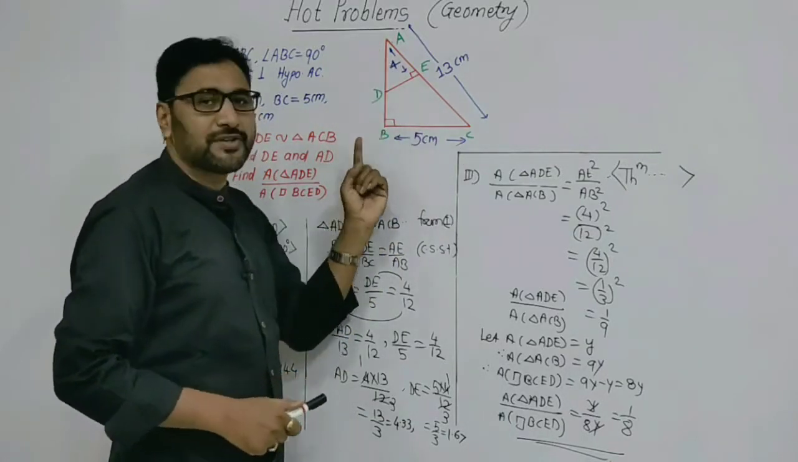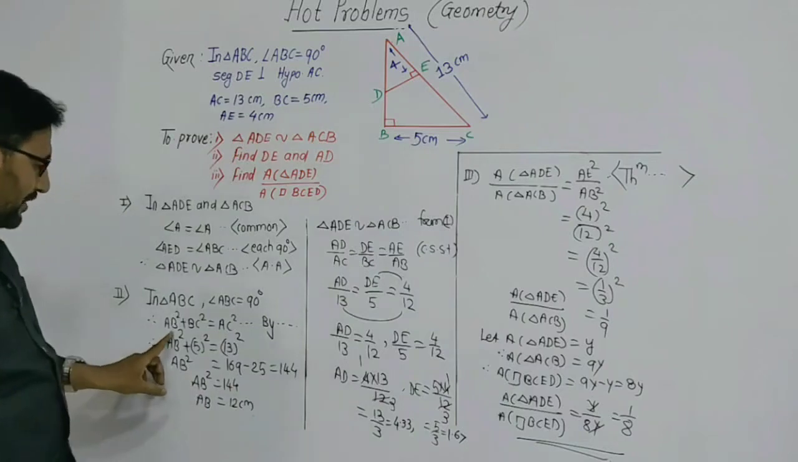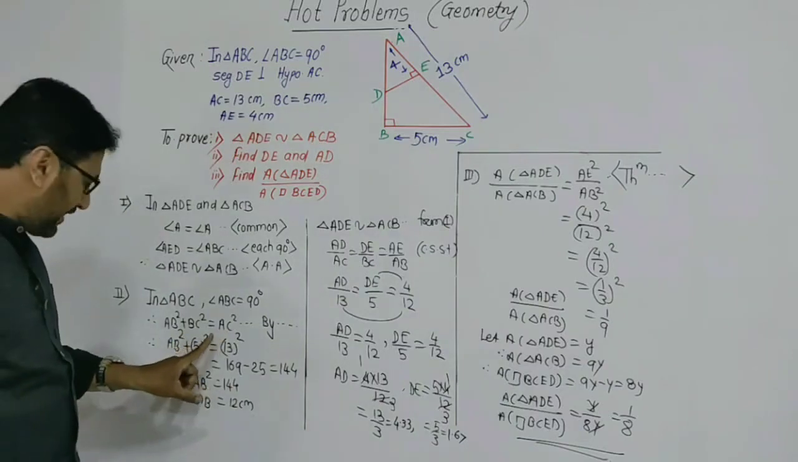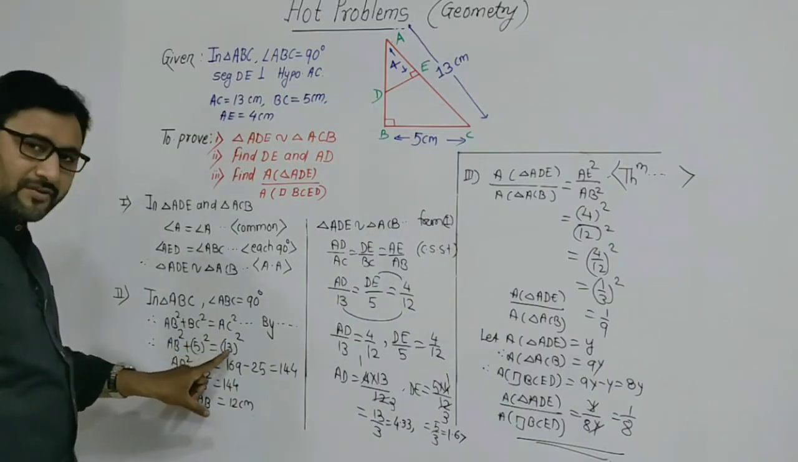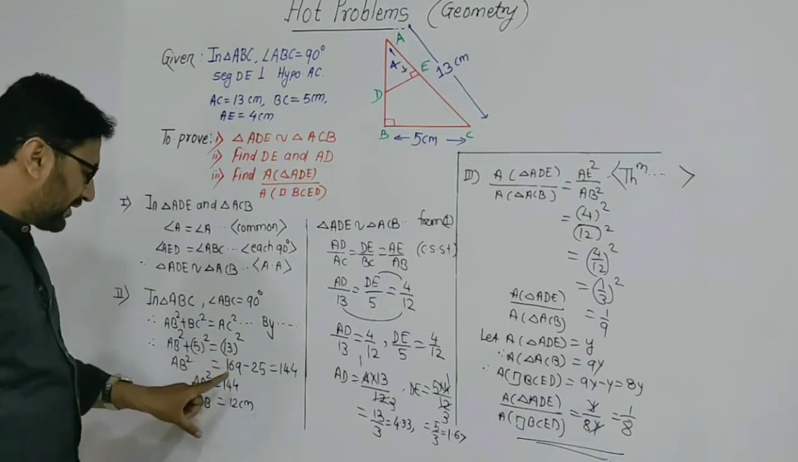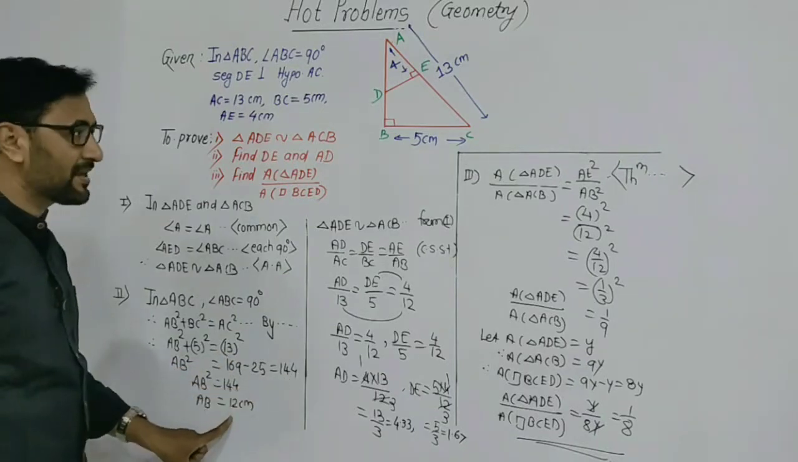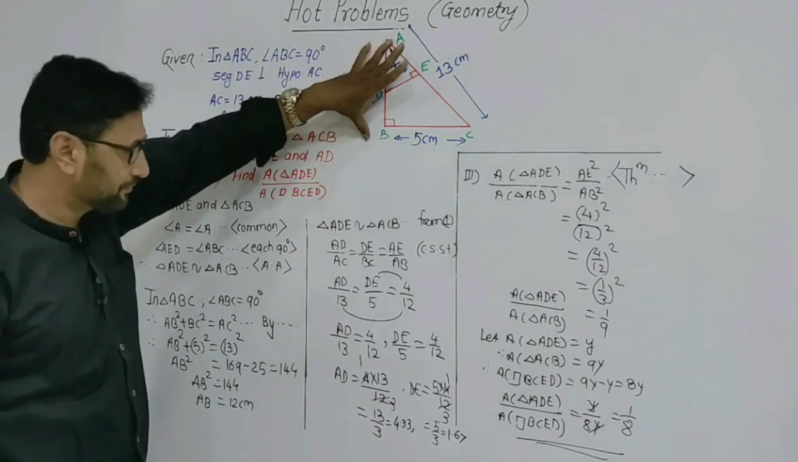We can find AB using Pythagoras theorem. So AB square plus BC square is equal to AC square. So AB square plus 5 square is equal to 13 square. AB square is equal to 144. That is AB is equal to 12 centimeter.